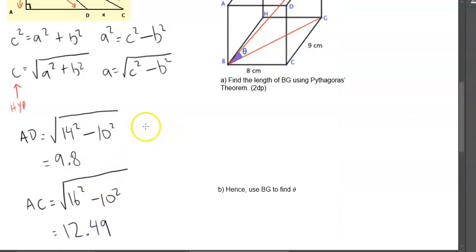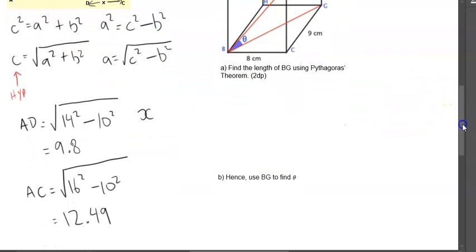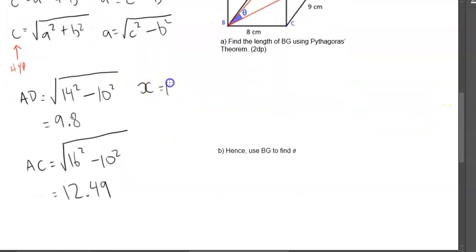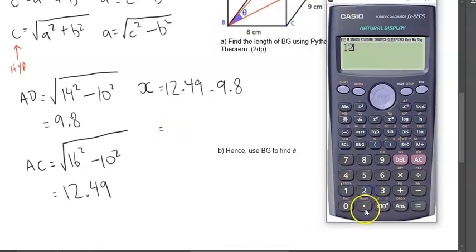12.49. So we've figured out that this longer line is 12.49 and the shorter one is 9.8. To get this length from there to there, DC, all we need to do is find the difference between 12.49 and 9.8. So 12.49 take away 9.8, and we're left with 2.69.